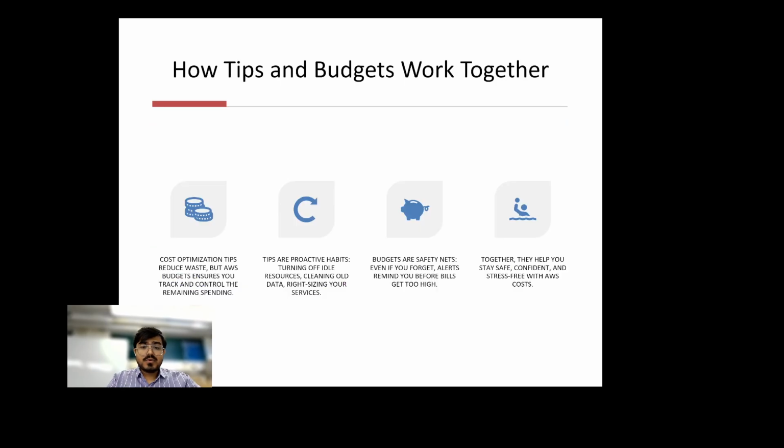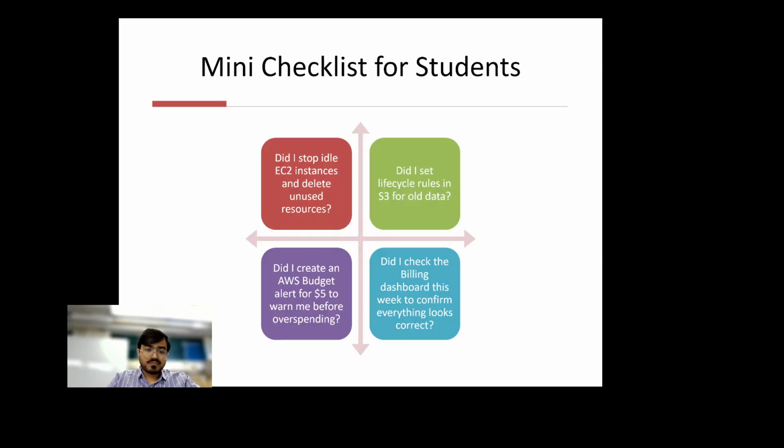So how do tips and budgets work together? Tips and budgets work best together. Tips are habits: turning off idle resources, right sizing, using cheaper storage. Second, budgets are safety nets. If you forget, the budget's alert will warn you before the bill gets big. Together, they make sure you spend only what you intend to and nothing more. Then let's move to the next one.